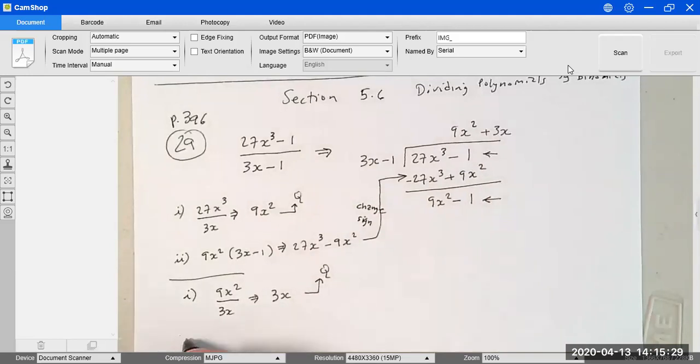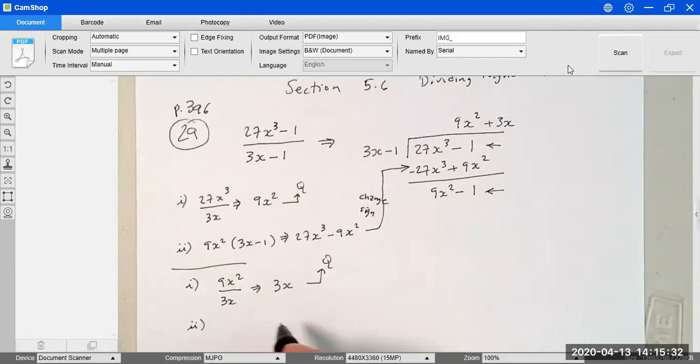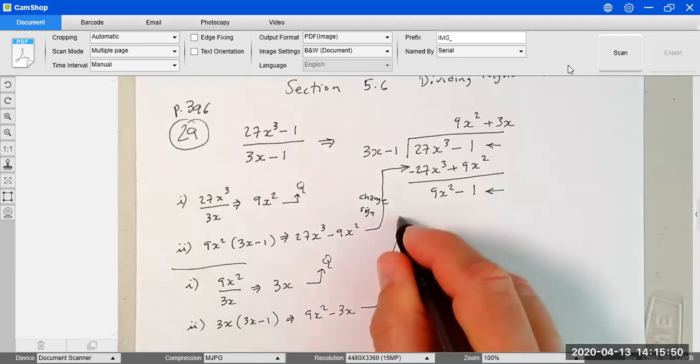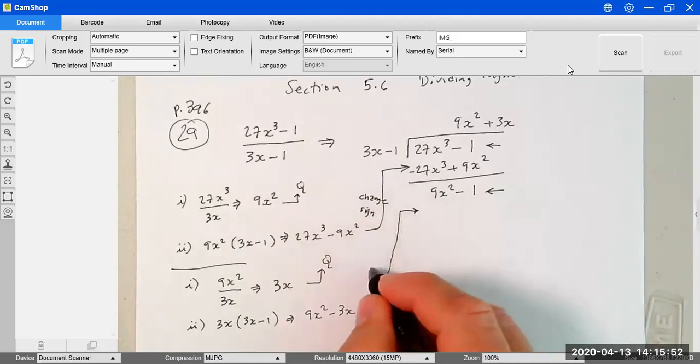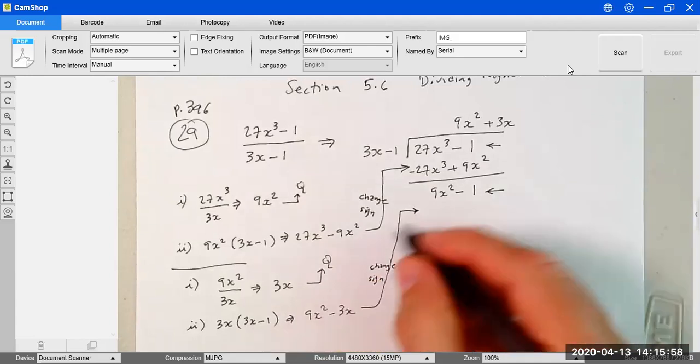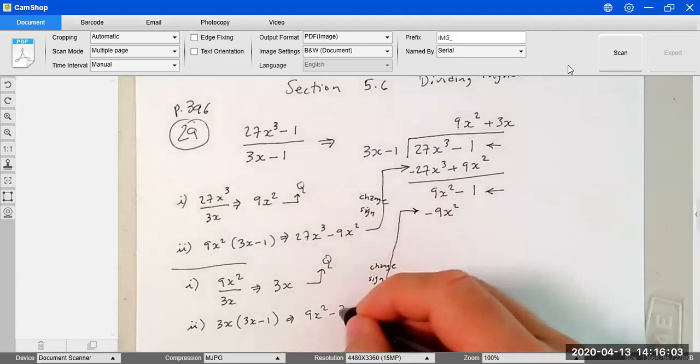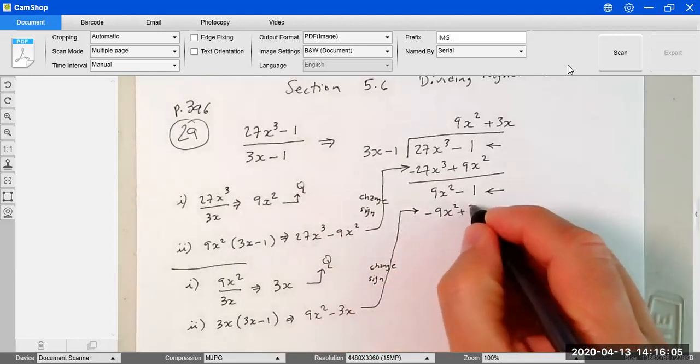And now I'm going to multiply that result and the whole divisor. So I'm going to have 3x that multiplies 3x minus 1. So you're going to get 9x squared and minus 3x, because negative 1 times 3x is just negative 3x. Then I'm going to write this again in the next row, but I'm going to switch the sign. So in this case, I'm going to write negative 9x squared, and instead of negative 3x, I'm going to write positive 3x.